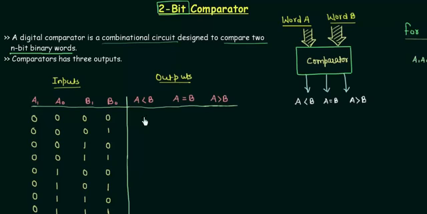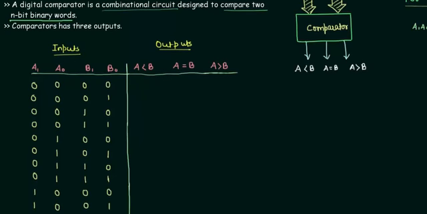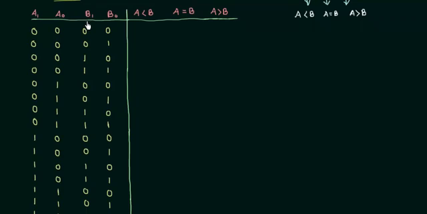So let's move to the truth table for the 2-bit comparator. As it is a 2-bit comparator, the word length will be 2 bits. This is your first word having 2 bits, B0 B1. This is your second word having 2 bits, A0 A1. And as we have 4 variables, there are a total of 16 possible combinations, and we have to find out the 3 outputs. So let's start.